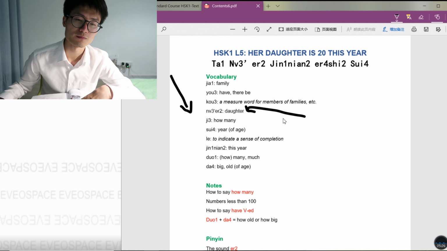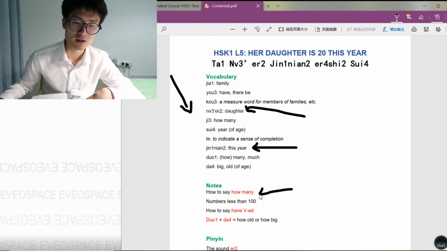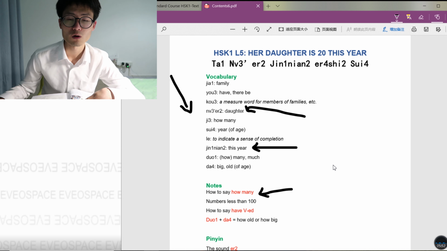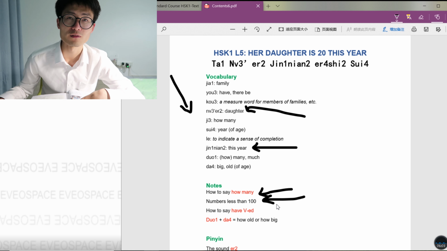女儿, which means daughter. For example, this one, 今年, it means this year. And how to say how many? Actually, it's 多少, or you can say 几. That's a way to ask for numbers. And then we have learned how to say numbers less than 100.